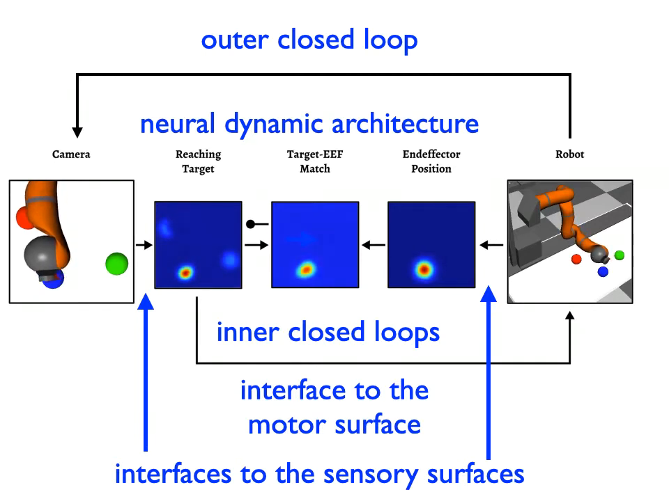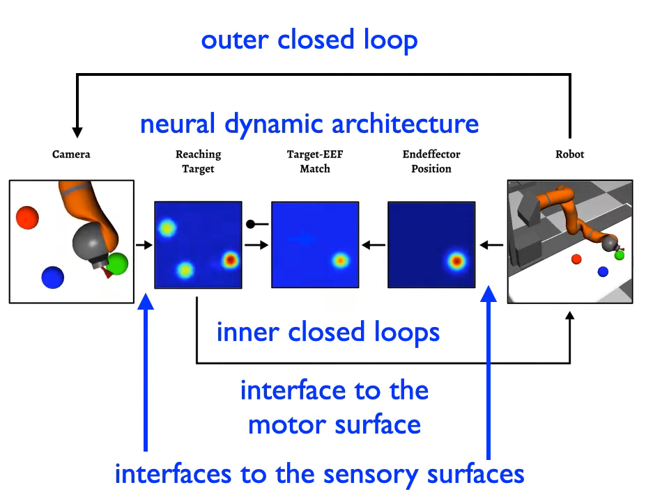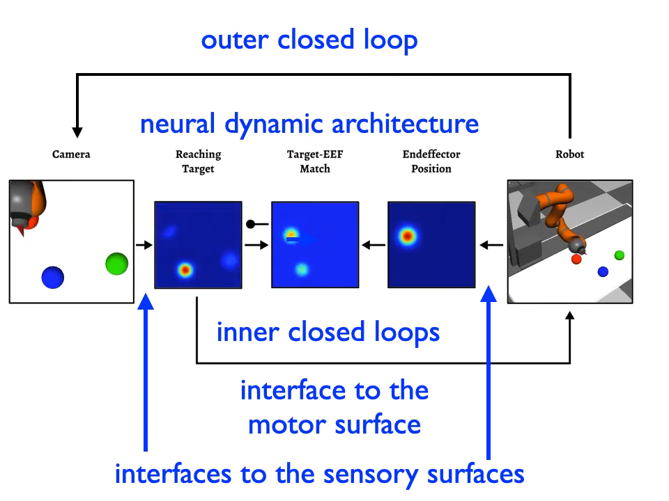There are inner closed loops in the fields themselves, as you will see, which are recurrent neural networks. So they're closed loops, and there's potentially in a more complex architecture a lot of coupling. But there's also the outer closed loop in the sense that the robot's action affects what you see in the camera. So that's how we envisage dynamic field theory architectures to be linked to sensory motor interfaces.